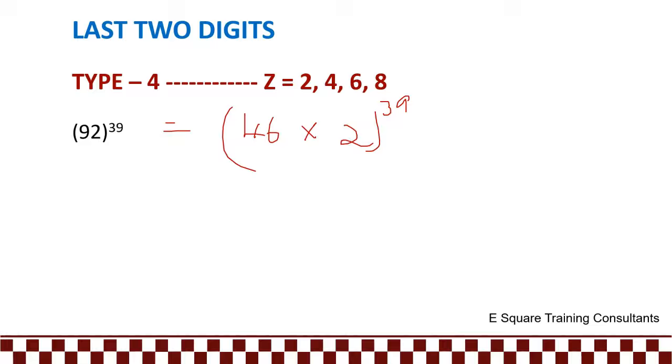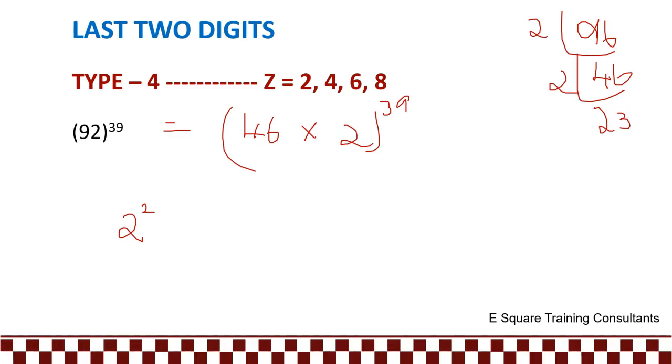Or else we can try this way. Let me prime factorize. This is 46, and again I'll prime factorize, this is 23. So I can write this as 2 square, that is 4, into 23, the whole power 39. So 2 square into 39, 39 into 2 is going to give us 78, into 23 to the whole power 39.